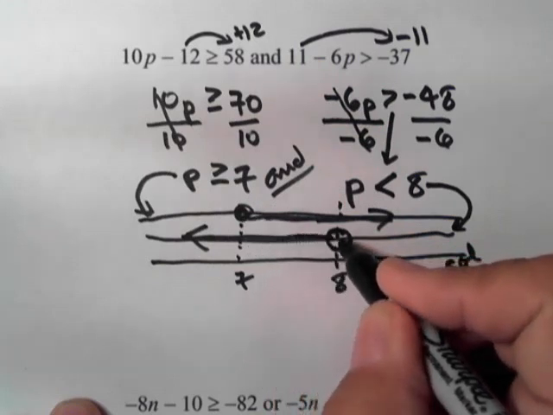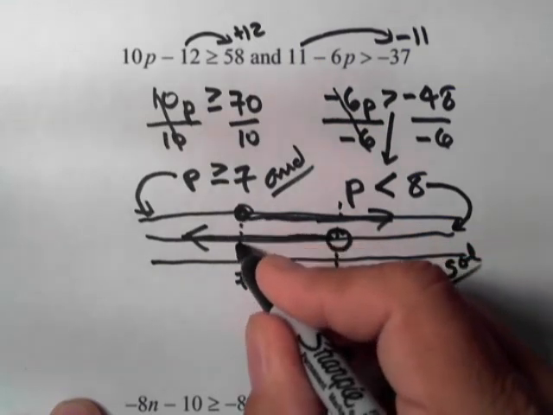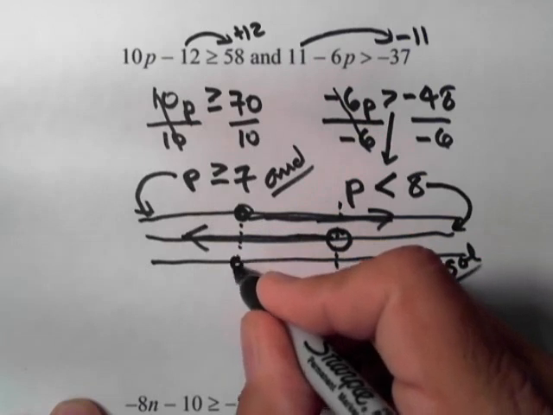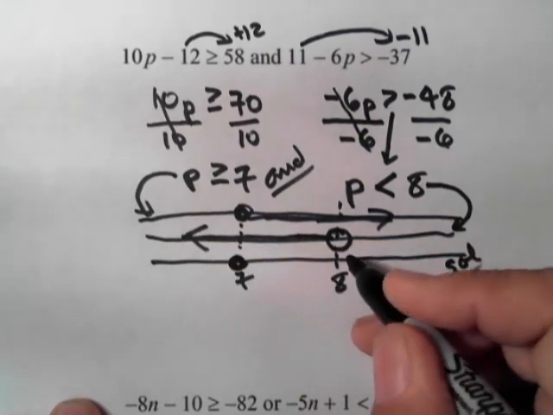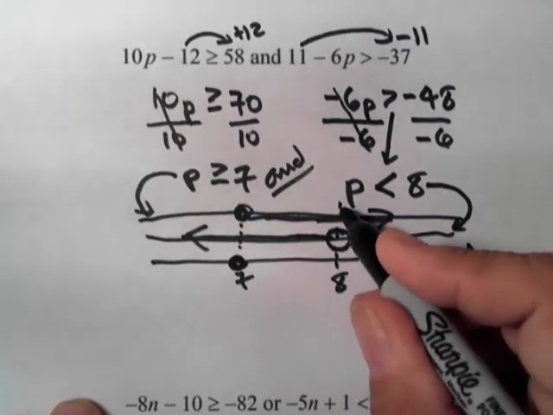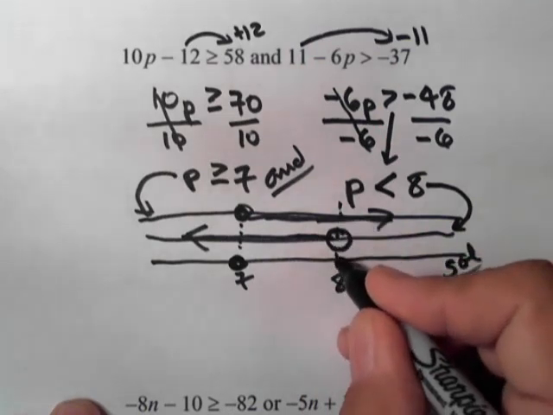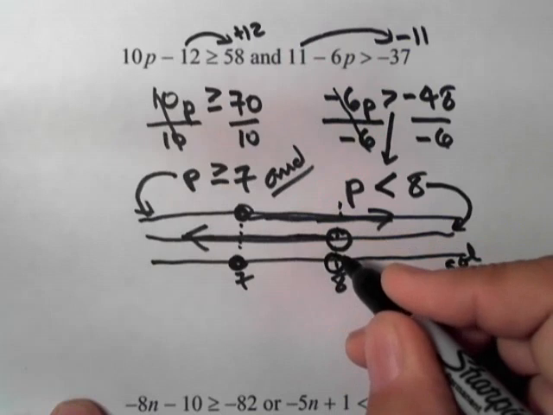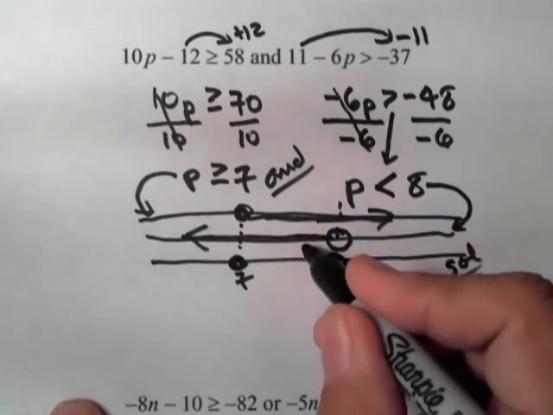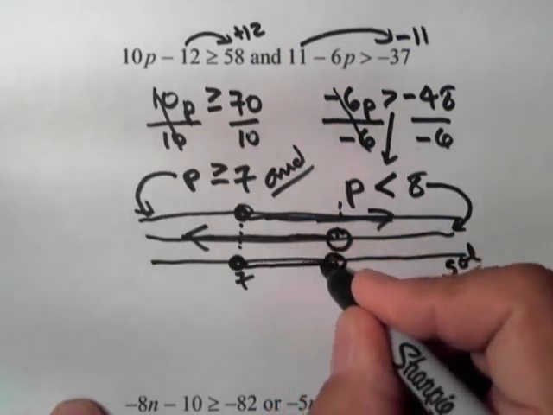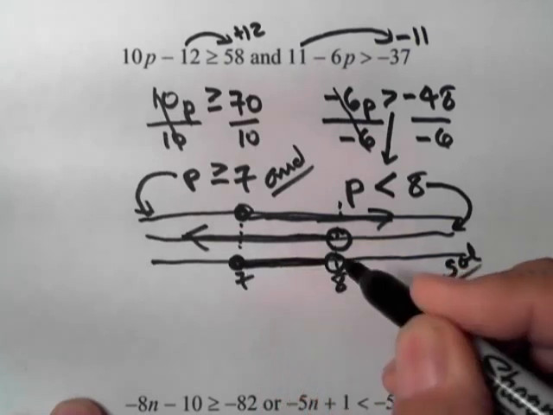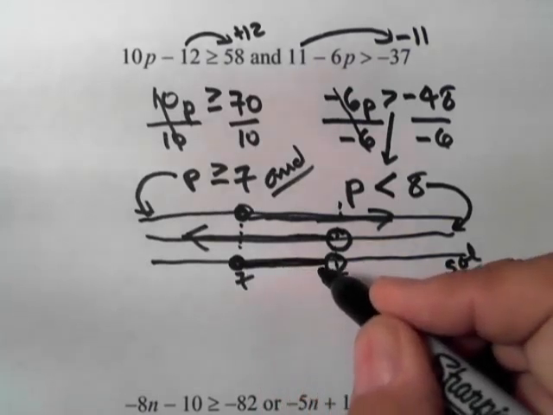So the solutions that are over, notice the 7 occurs on both of them, so I make a solid circle here. Over here, however, the 8 only occurs on one and not the other, so since it's not on both, we still have to use the open circle, indicating it's not part of the solution. But everybody in between is good.